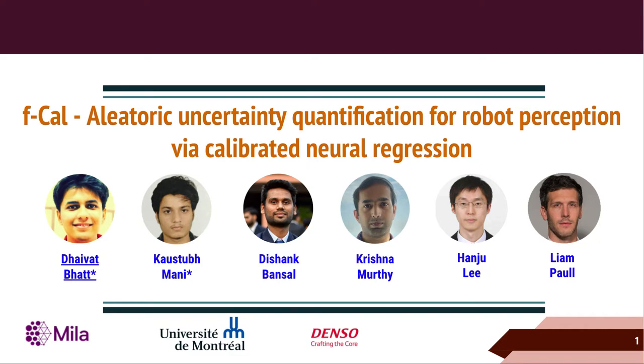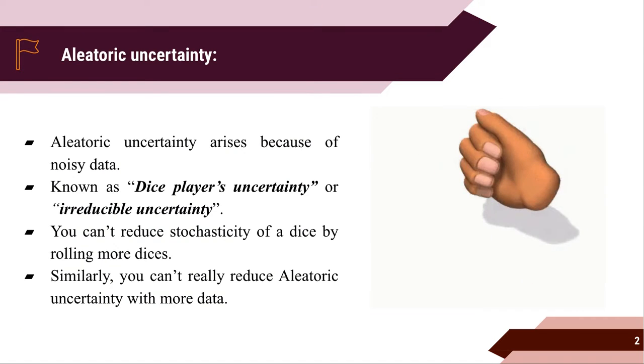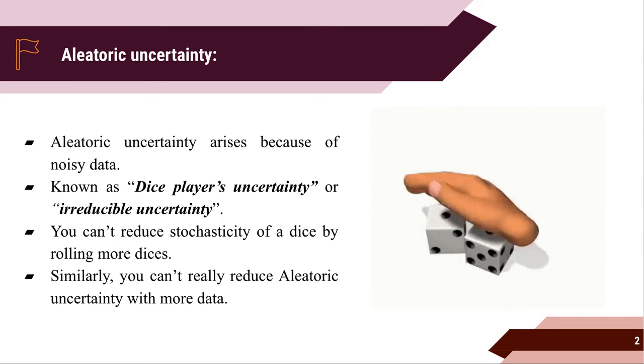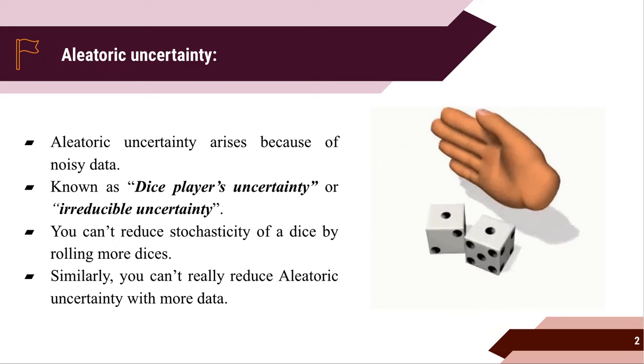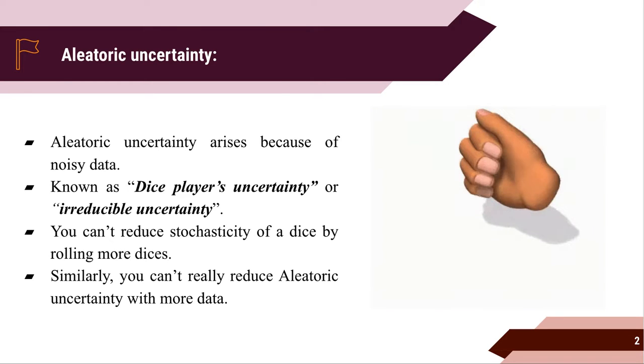In this work, we present FCAL, a calibration method proposed to train probabilistic neural regressors. Aleatoric uncertainty is inherent in the data and it cannot be reduced. It can only be estimated. In this work, we aim to obtain calibrated estimates of aleatoric uncertainty.